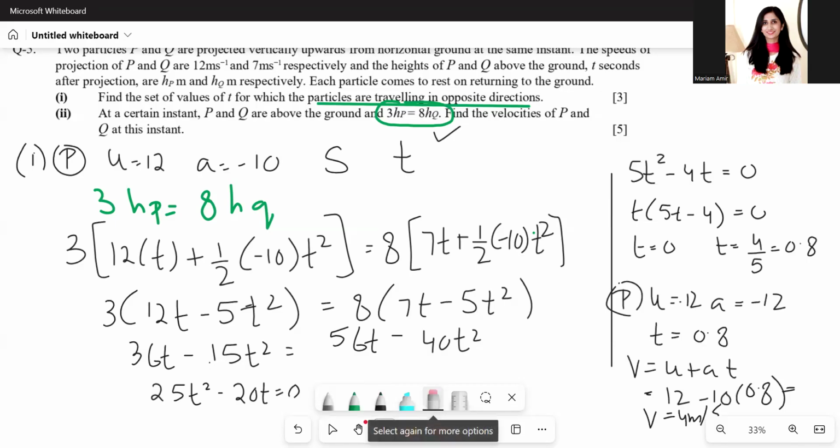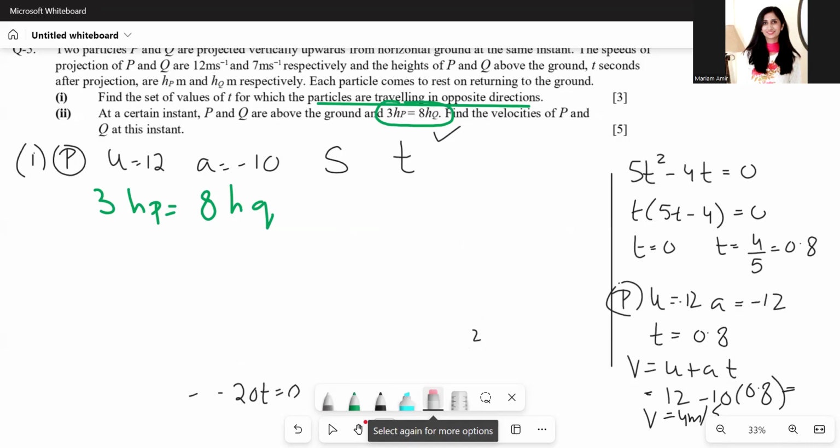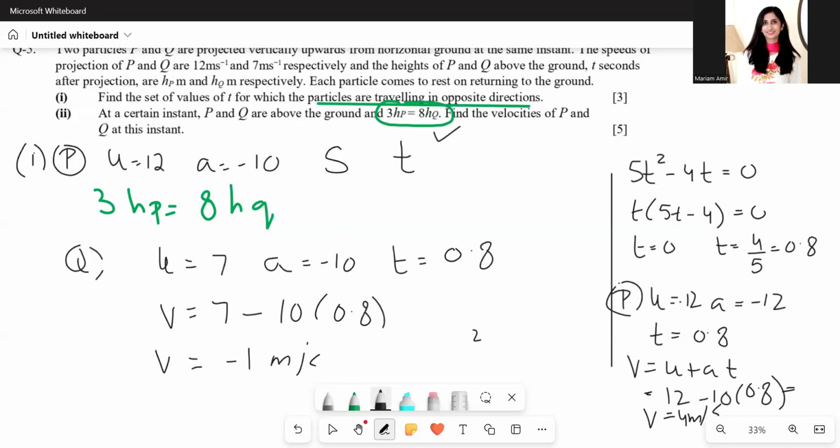And similarly, we can get v for the other particle Q. For Q, we know that u is 7, a is minus 10, and time is 0.8. So again, v = u + at, which gives minus 1 meter per second. So the difference in sign shows that both the particles are moving in opposite directions.